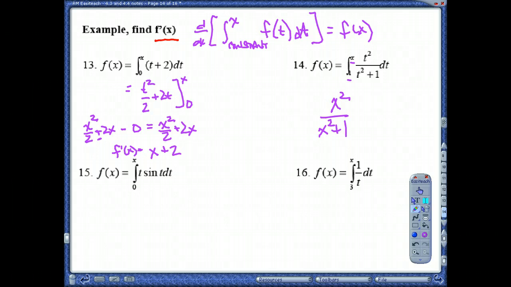Okay, so number 15, what's that going to look like when you take the derivative? It's going to be x sine of x. This one, it doesn't matter what that constant is because whatever that constant is, you would have a number and the derivative of a number is 0. So this one, once again, you're just plugging in that x.